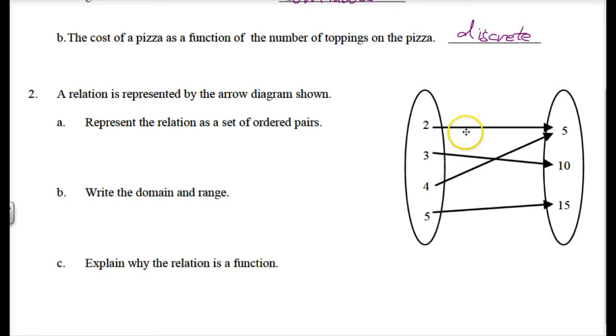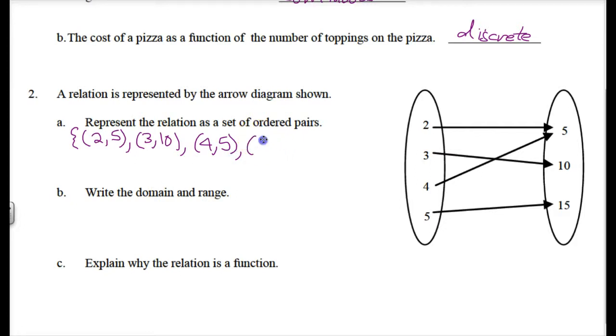A relation is represented by the arrow diagram shown. Represent the relation as a set of ordered pairs. Alright, so important things notation-wise, right? Set builder notation, the brace bracket to indicate a set. 2 goes with 5. 3, and the ordered pairs themselves are enclosed in brackets with a comma in between to separate them. And it's very important that you always put ordered pairs in brackets. That tends to be a problem for some people.